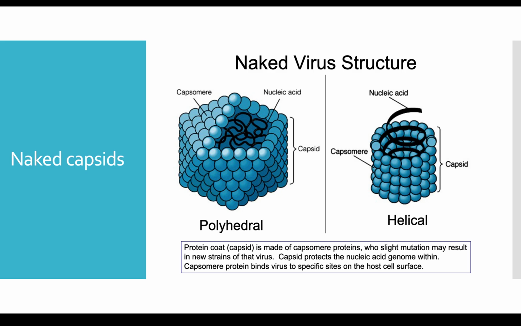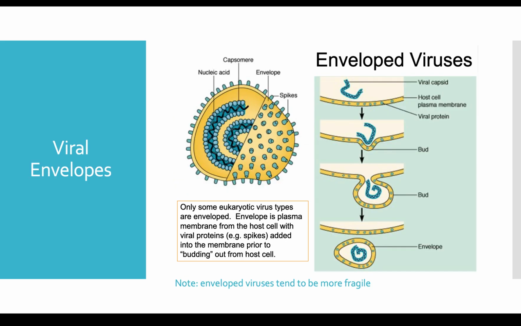So here we see two different types. We see the polyhedral type. This is that sort of hexagonal three-dimensional structure that we most commonly associate with bacteriophages. And here's an example of a helical structure. This one sort of resembles a tube in reality, with the nucleic acid assuming a helical shape within that sort of capsid tube.